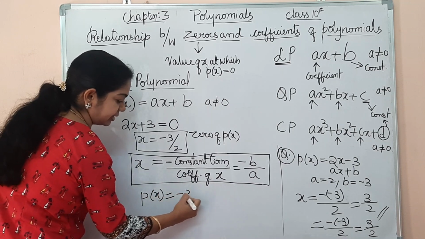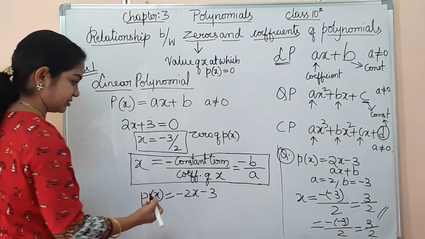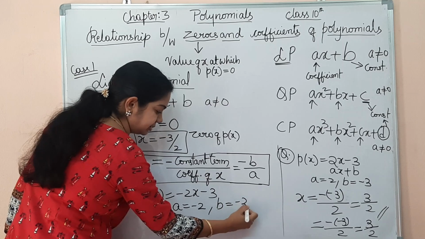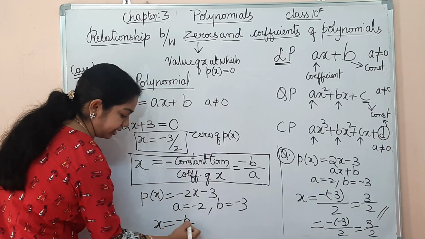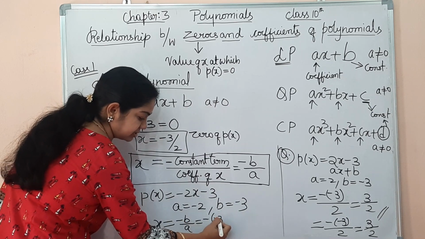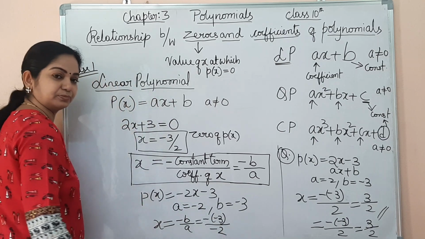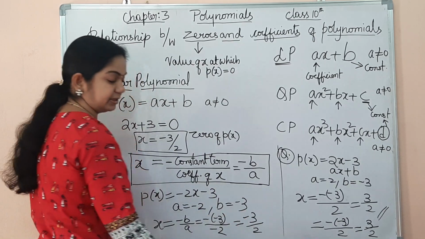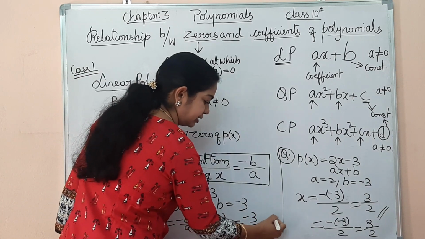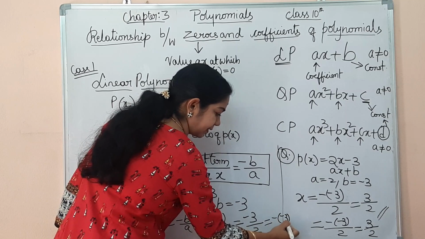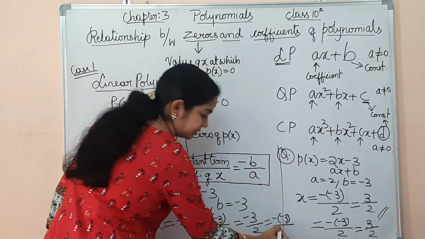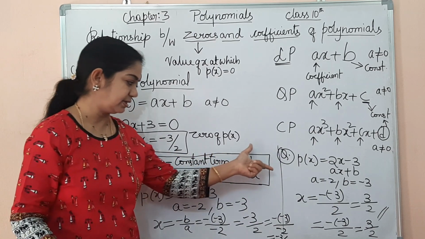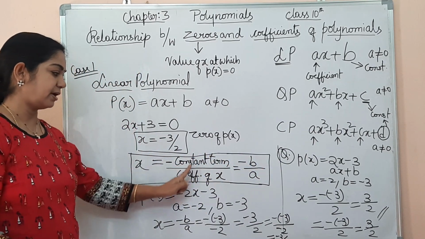Now let me take another example, a different variation. Let the polynomial be minus 2x minus 3. Here a value is minus 2 and b value is minus 3 when compared to the general form. So our zero is equal to minus b by a, that is minus of minus 3 by minus 2, so we get minus 3 by 2. Cancel the minus up and down, you get minus 3 by 2. Or if you see minus of the constant term by the coefficient of x, it comes to minus 3 by 2. So children, this is an established relationship between the zero and the coefficients.